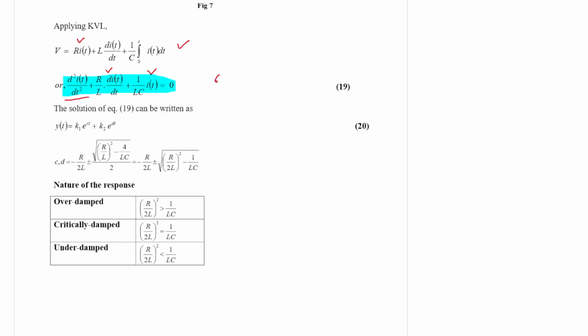A d2i/dt2 plus B di/dt plus C i, that will be equal to 0. It is the same form actually. So if you compare this, you can get A is equal to 1, B is equal to R by L, and C is equal to 1 by LC.